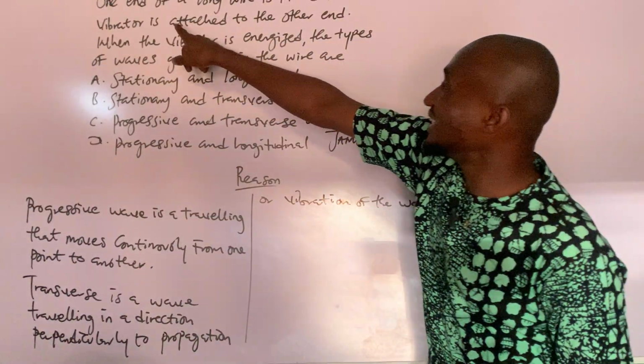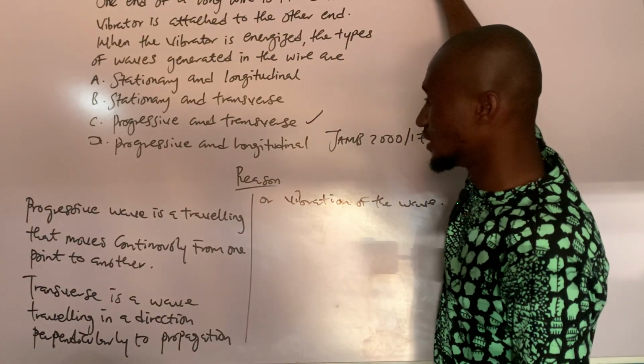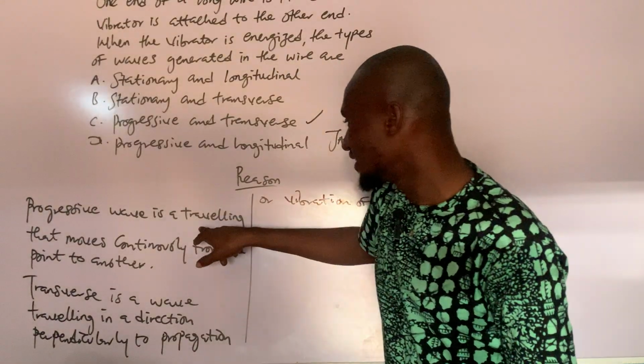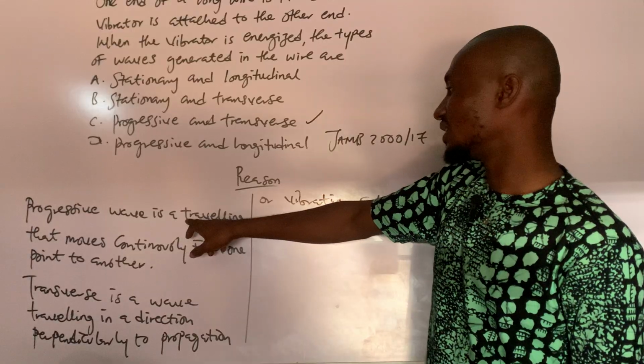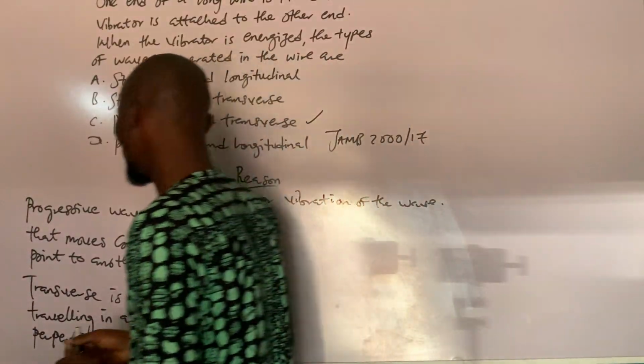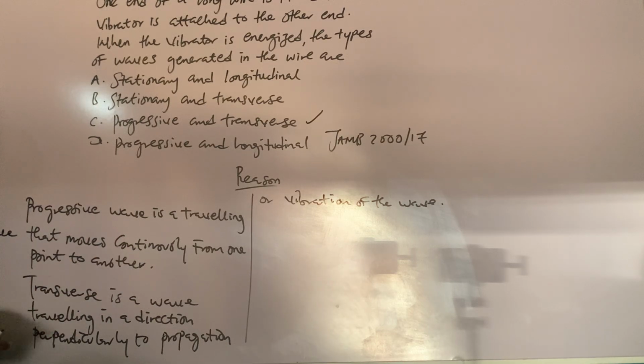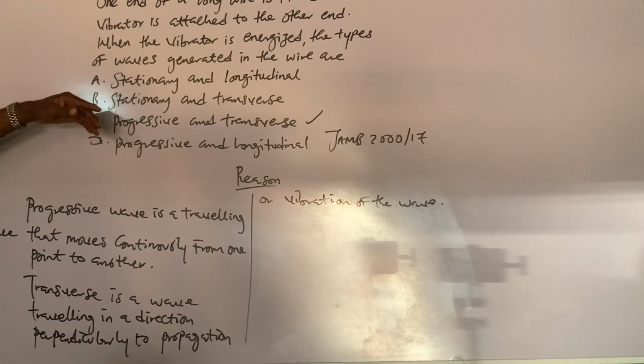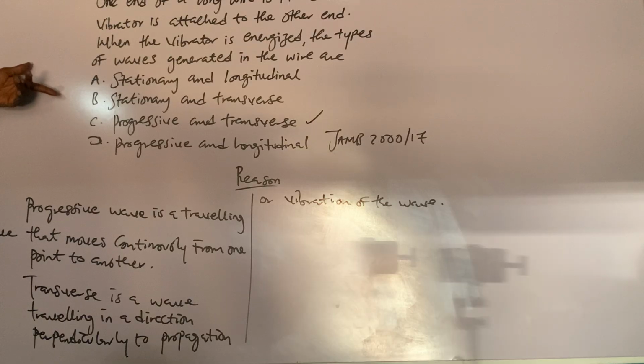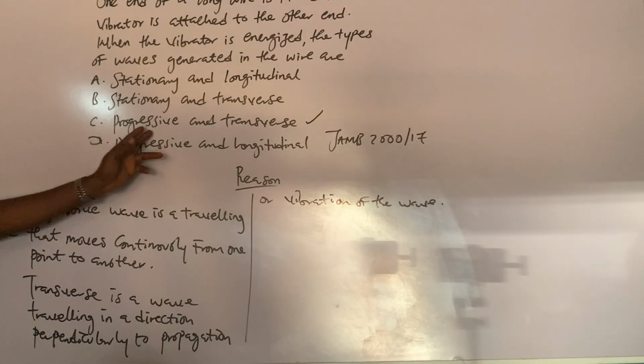That is, one end of a long wire is fixed. So a progressive wave is a traveling wave that moves continuously from one point to another. So that wave travels along that long wire when the vibrator is connected and then energized. So it will generate these two types of wave: that is, progressive and transverse.